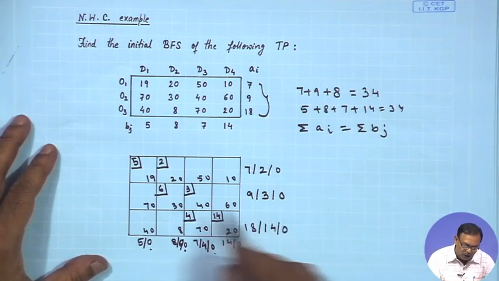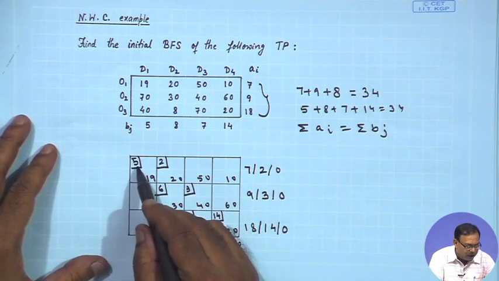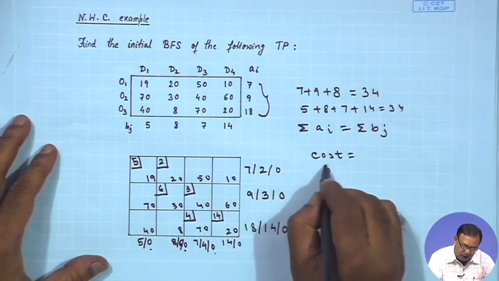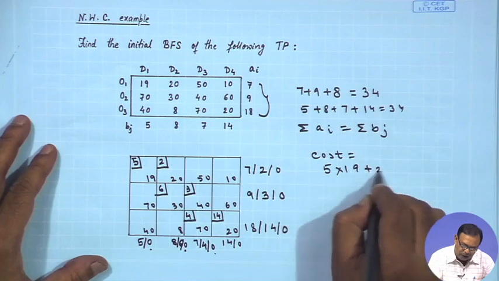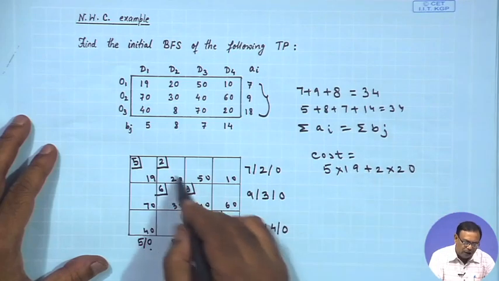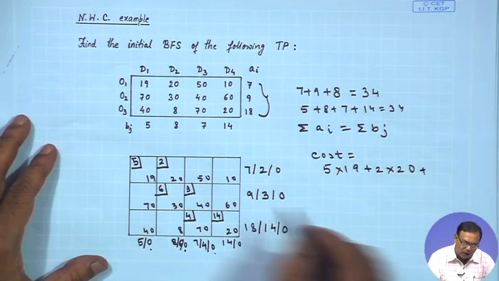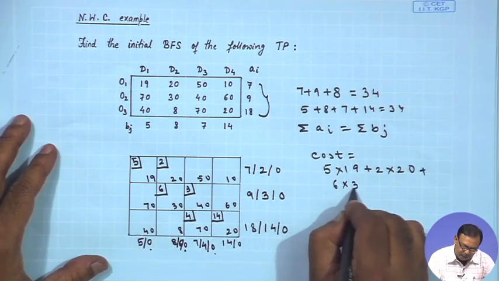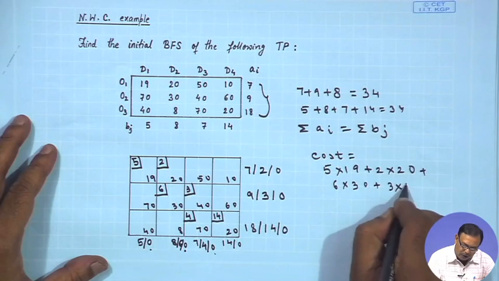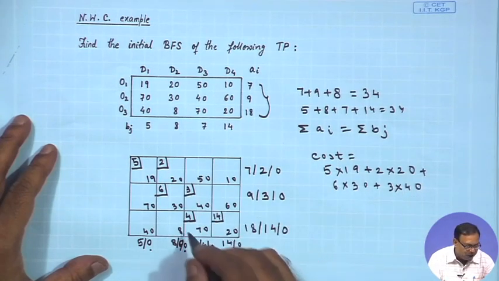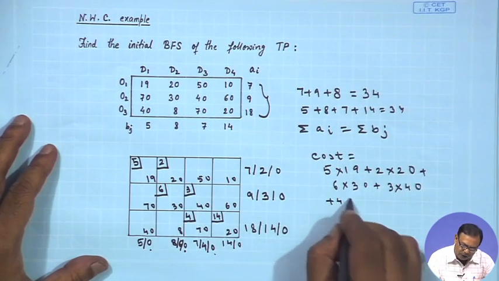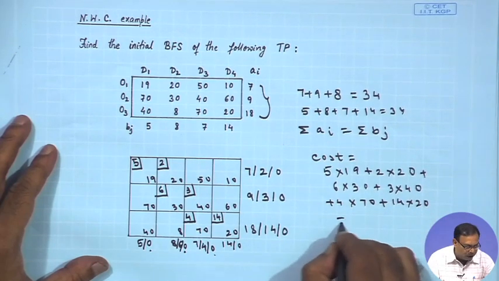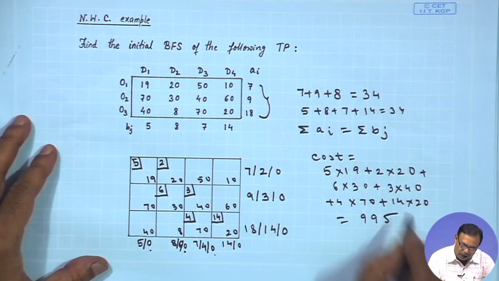So, your total cost, if I calculate, will be 5 into 19 plus 2 into 20, that is you are counting the cost only on the allocated cells, plus 6 into 30 plus 3 into 40, plus 4 into 70 plus 14 into 20, and the total value will be 995.